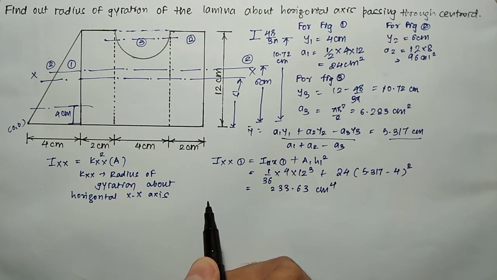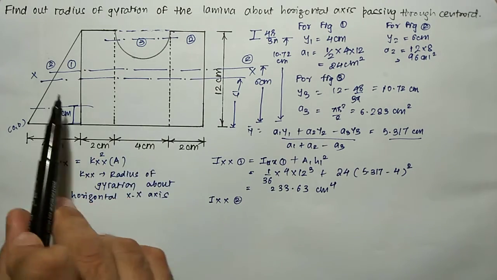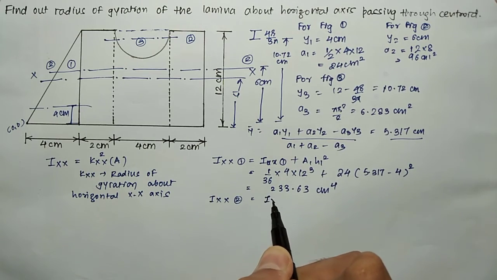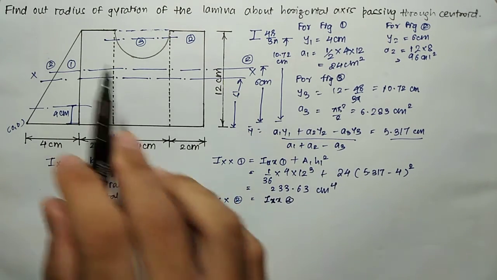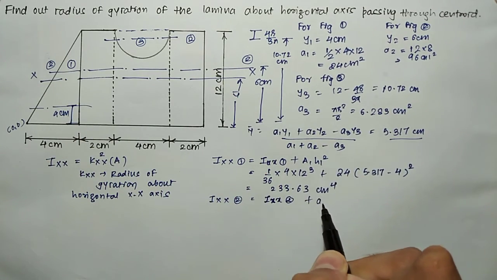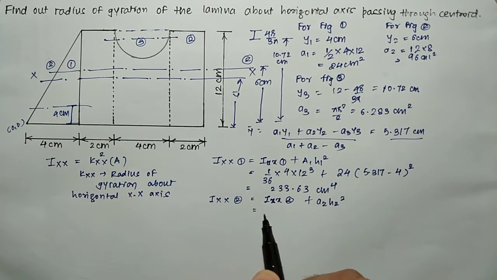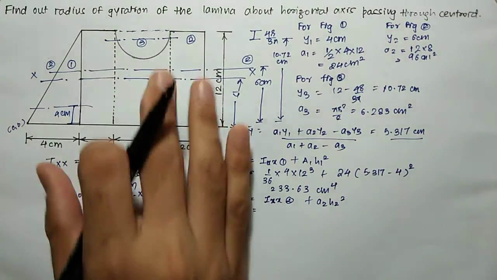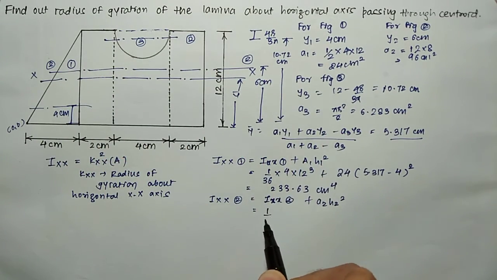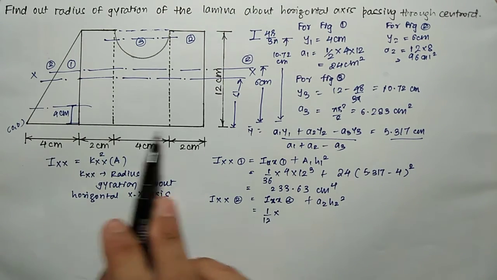Now we need to determine the value of Ixx2, that is the moment of inertia about this axis for this figure 2, and it can be given by the parallel axis theorem as Ixx2, that is the moment of inertia of this figure 2 about its local xx axis plus area, that is A2 into h2 square, that is the distance between these two axes. So Ixx2, that is the moment of inertia of this figure 2 about this local xx axis for the rectangular region, can be given as 1 by 12 bd cube, and here b is nothing but a parallel dimension. So the parallel dimension is 8 centimeters.